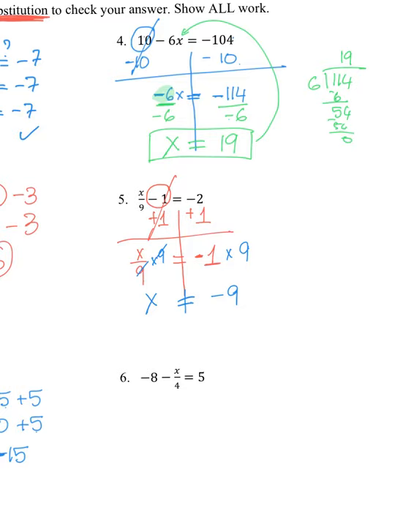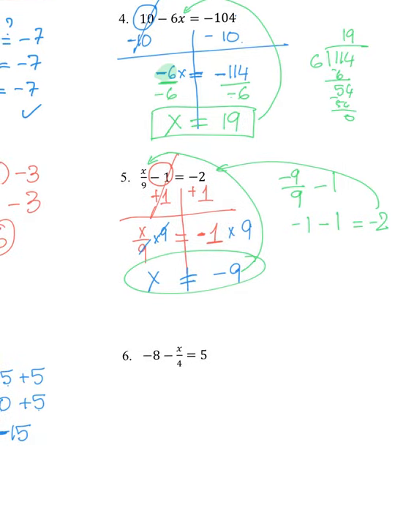Alright, to check the answer, I'm going to plug it in and check. So negative 9, I plug it in here. Negative 9 divided by 9 minus 1. So negative 9 divided by 9 is negative 1. Negative 1 minus 1 is negative 2. So this is the answer. This is the right answer.